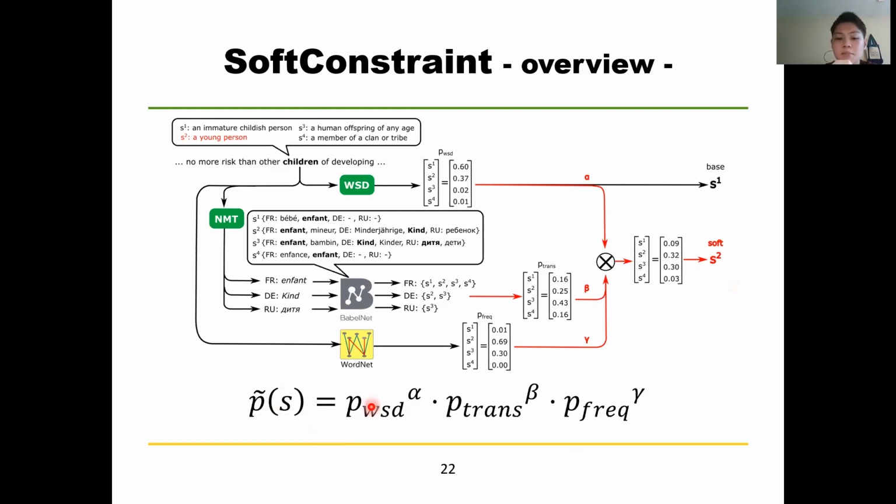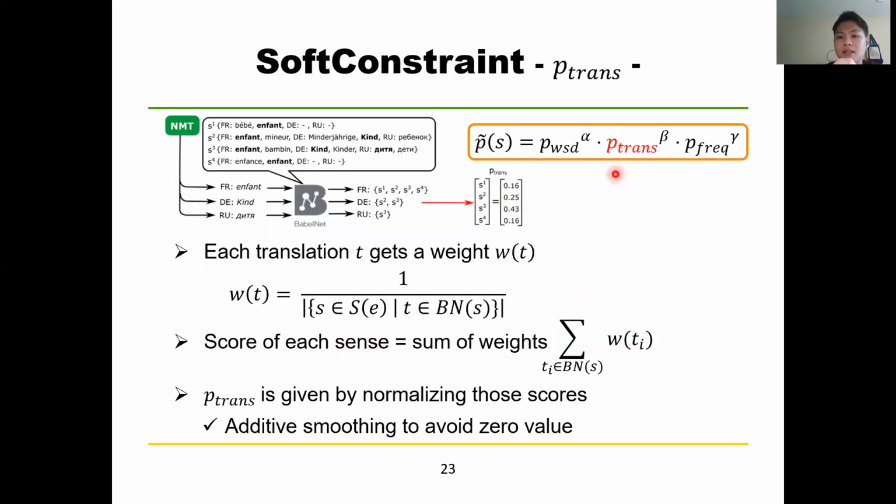So the P-WSD is very simple. We simply take the scores assigned by the base WSD system to each sense, and we normalize them to form the probability distribution. And the second component, P-trans, is computed based on the translations for the source focus word in BabelNet.